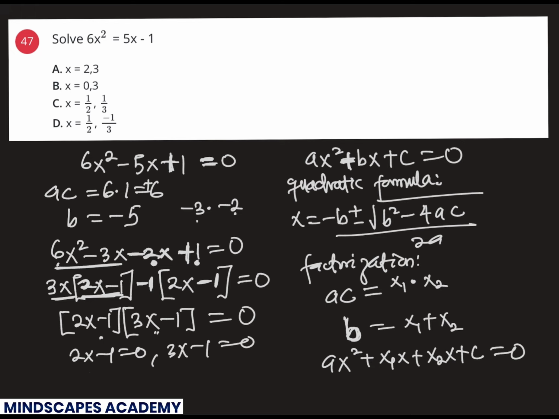Now, if you find x, here x equals 1 over 2, and here x equals 1 over 3. So that shows our answer is 1 divided by 2, comma, 1 divided by 3, which is option C.